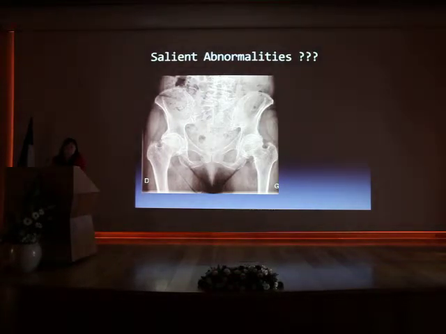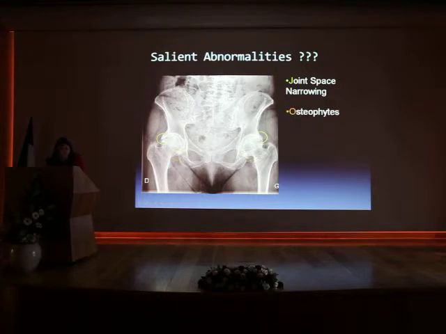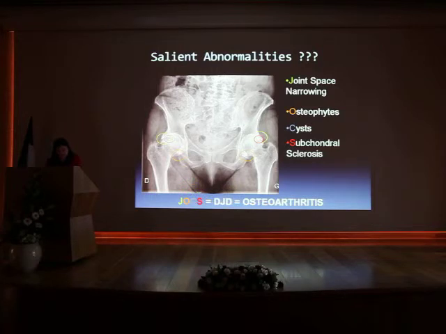Exactly. Just to understand the first point, she had typical signs of DJD changes of both hips, like joint space narrowing here, osteophytes, microcysts, and subchondral sclerosis. Those 4 findings are typical of DJD changes of the hip.